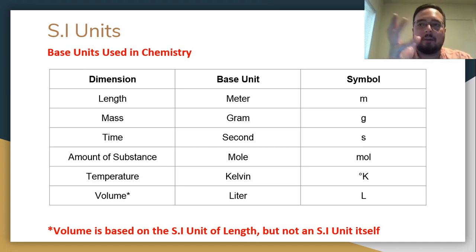It's an amount of a substance. It's based off what's called Avogadro's number, which we will dive further into later this year. And it's represented by the symbol mol.